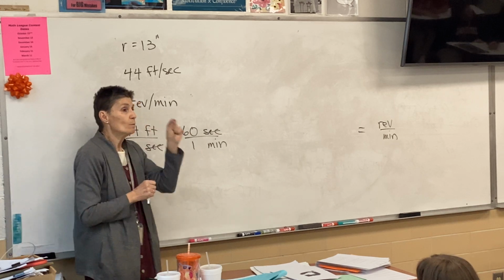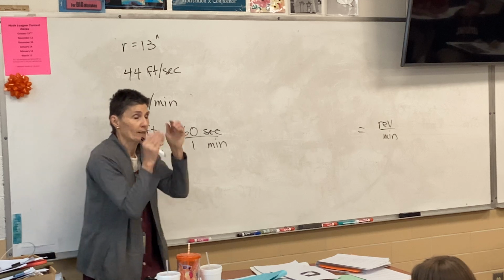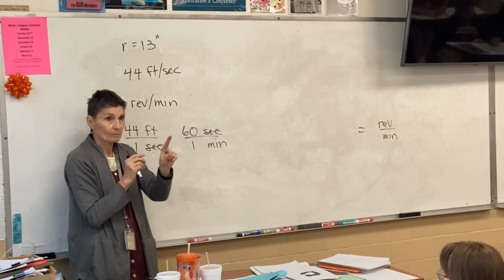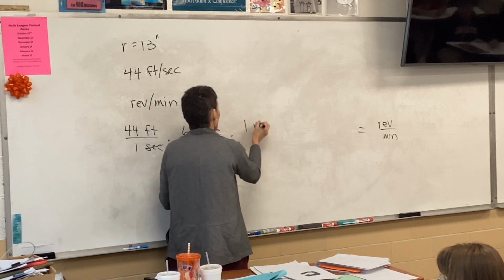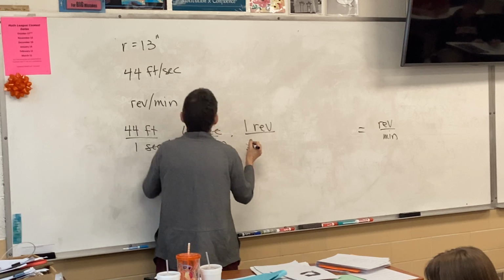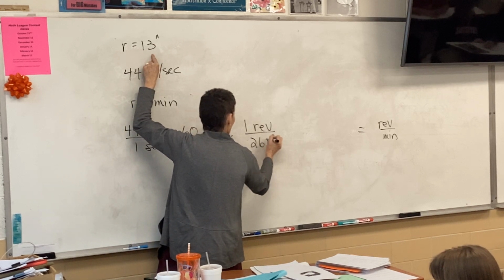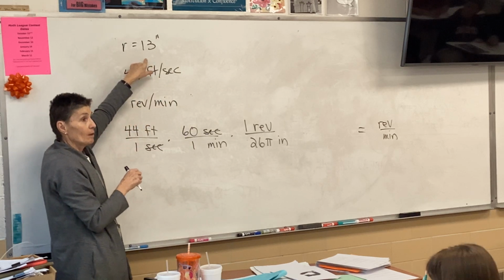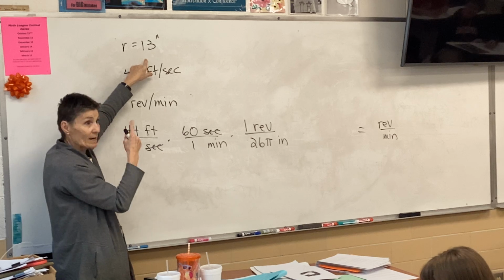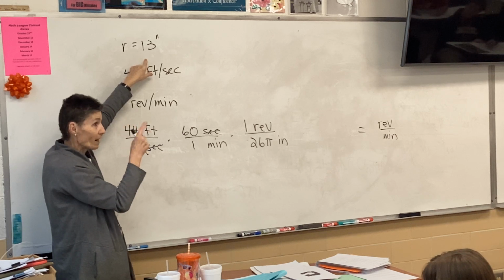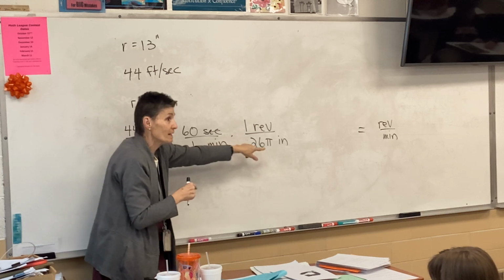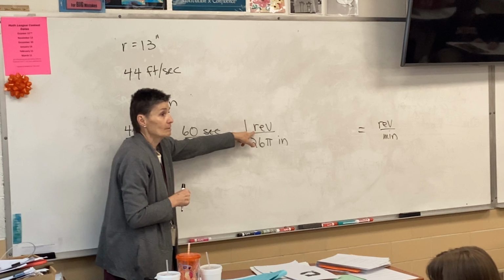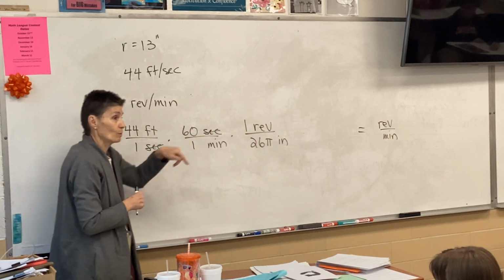Now, what do we know about a revolution? A revolution is a circumference, 2 pi r. So 2 times pi times 13, 1 revolution is 26 pi inches. This is a radius this time, not a diameter. On the Charger Taurus problem, we had a diameter. So 26 pi inches is a revolution, and I put it like that because I need revolutions in the numerator.